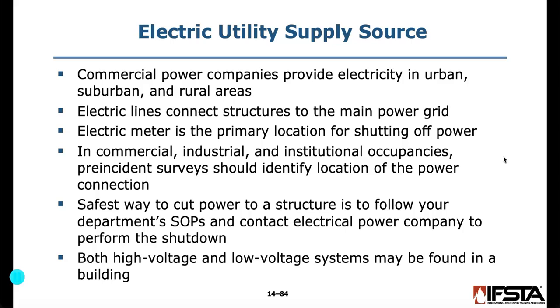Electric utility supply source. Commercial power companies provide electricity in urban, suburban, and rural areas. Electric lines connect structures to the main power grid. Electric meter is the primary location for shutting off the power. So you'll find the meter, or the meter is typically next to the panel. So we shut off the electrical panel. Remember, there's above ground power. So if you live in cities where you have power poles and you have lines that run from those power poles to the roofs of houses, that's above ground.